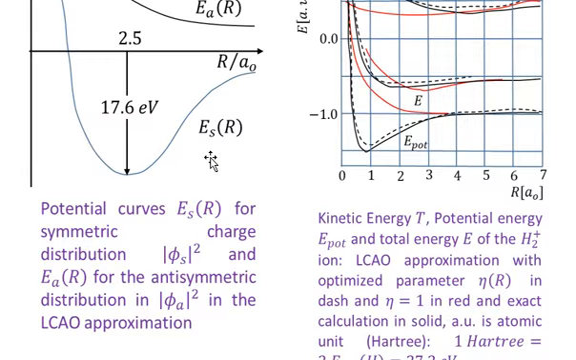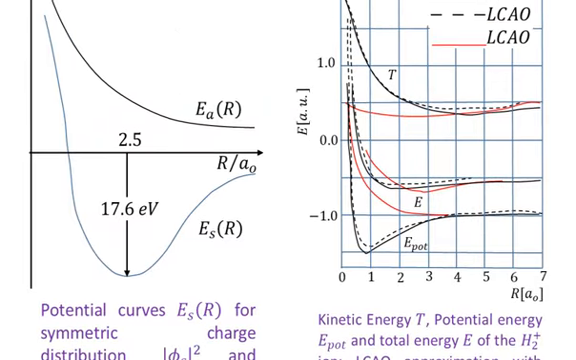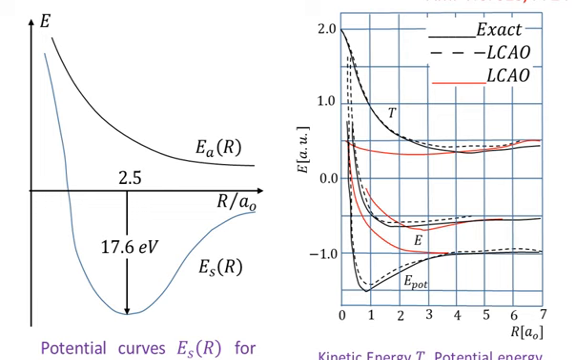So a bound state is possible only for the symmetric wave function, and the symmetric plot of the potential energy is shown over here, which has a negative value. It means that it represents a stable bound state. Whereas the function represented by EA does not represent a stable system or a bound state because it has a positive energy.